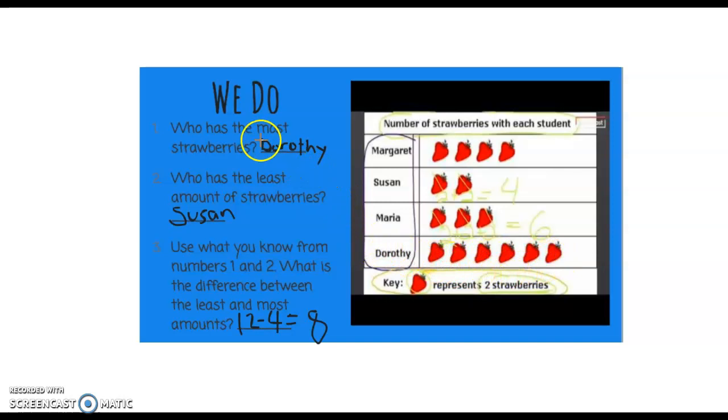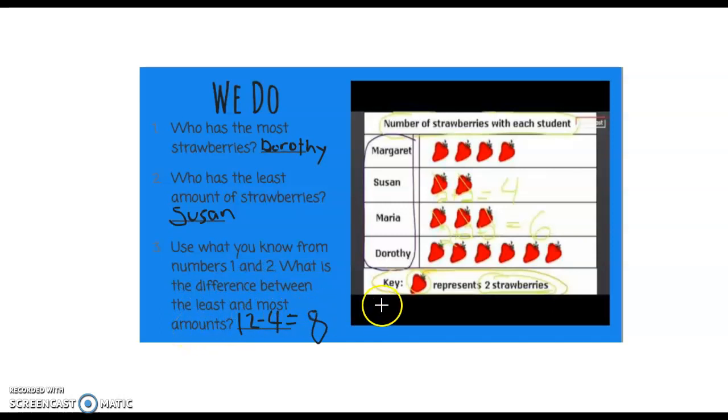So right here I have Dorothy. Who has the least amount of strawberries? Again, we can look at our picture graph and see that Susan only has 2 pictures right here. So she has the least amount of strawberries. Next, number 3. Use what you know from numbers 1 and 2. What is the difference between the least and the most amounts?